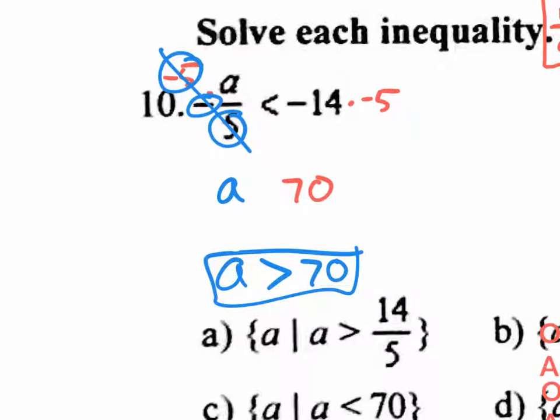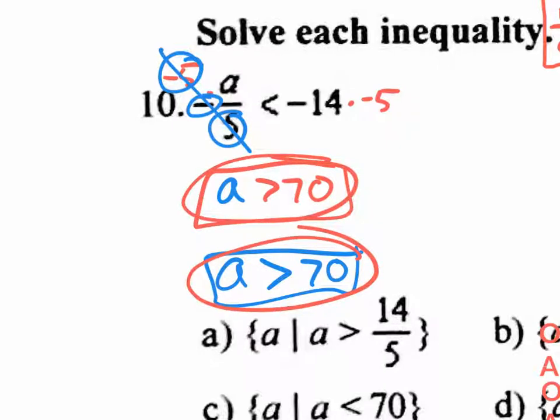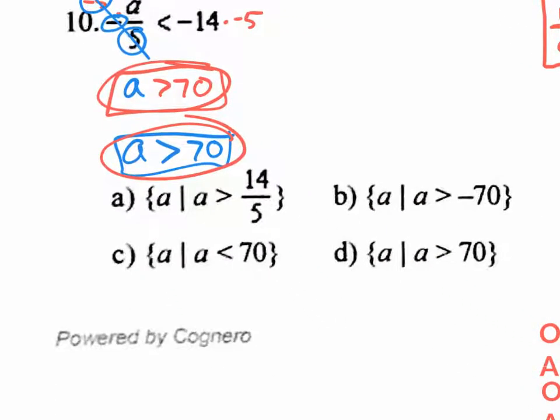So what did we just do on the last step? We multiplied by negative 5, which means that we have to flip the inequality symbol. So instead of being a less than, it's going to be a greater than. So you see, we get the same answer either way. It's just up to you, however you feel more comfortable. Let's move on to, oh, wait a minute. We need to identify which answer that is. That is D. Let's move on to number 11.